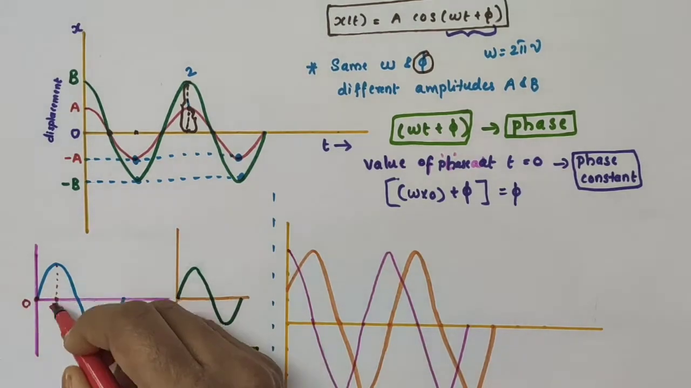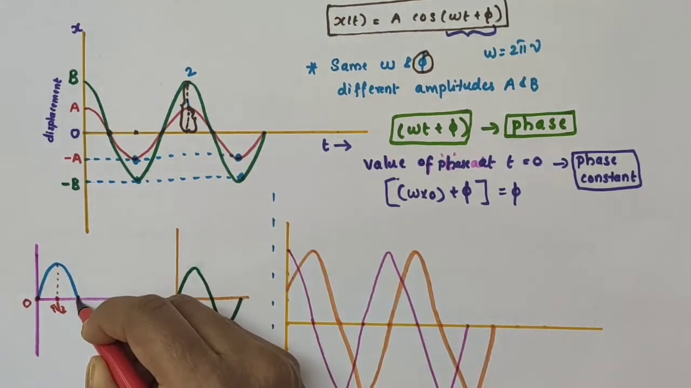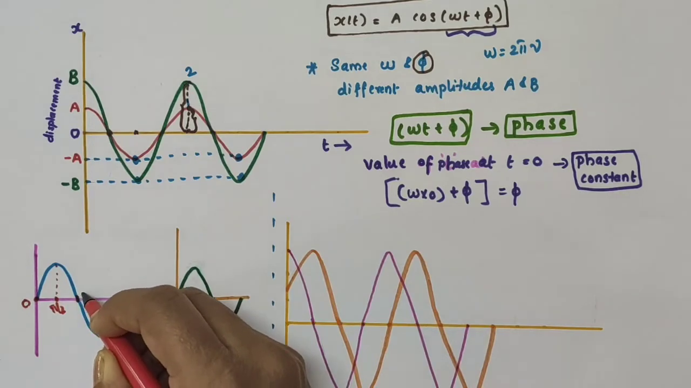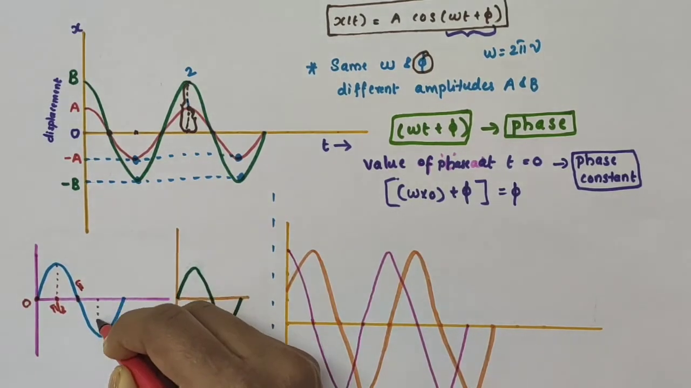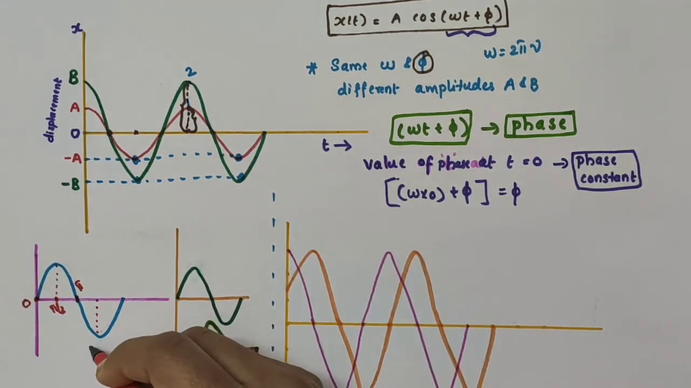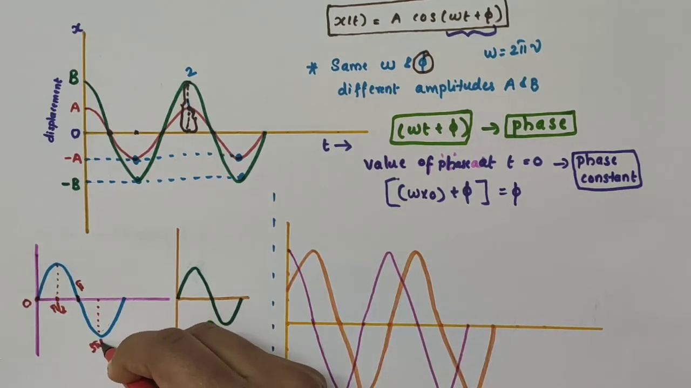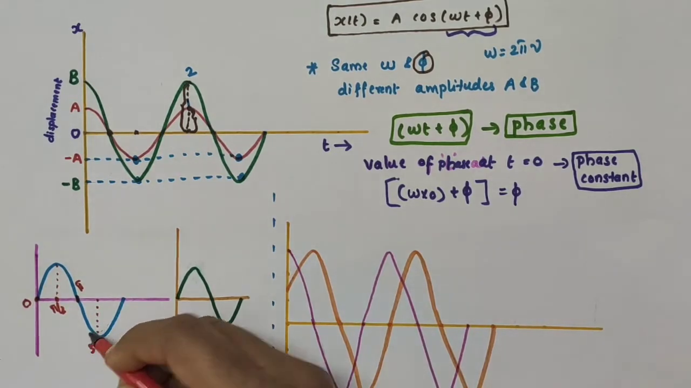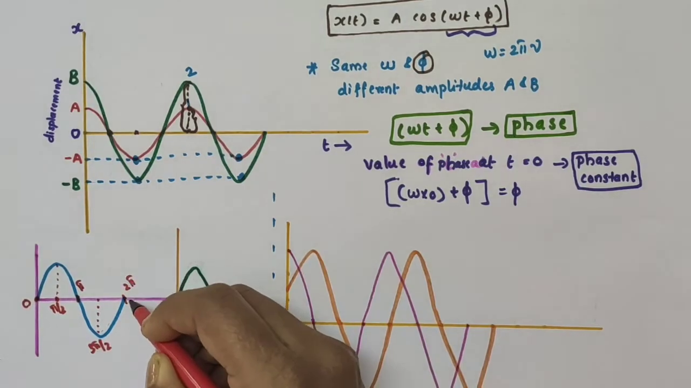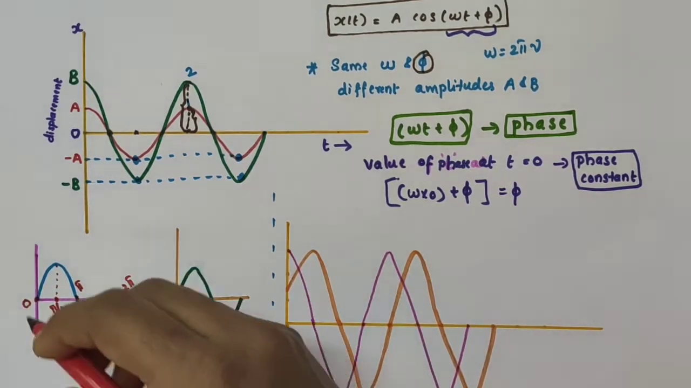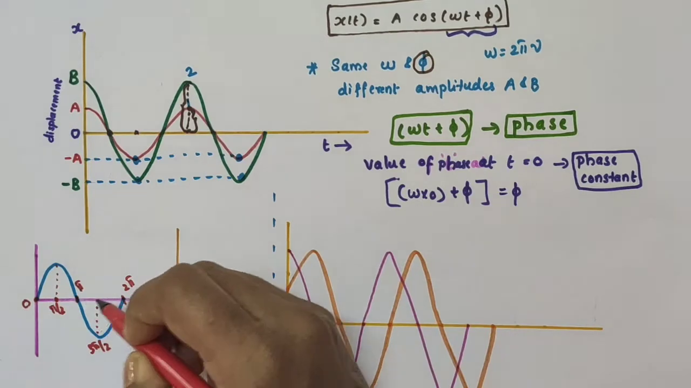So sine 0 is 0, sine 90 is the peak value, then sine 180 is again 0. Then sine 270, which means 3 pi by 2, that is minus 1. Then sine 2 pi is 0, like that. Since this is a sine wave, I have just marked it like this.